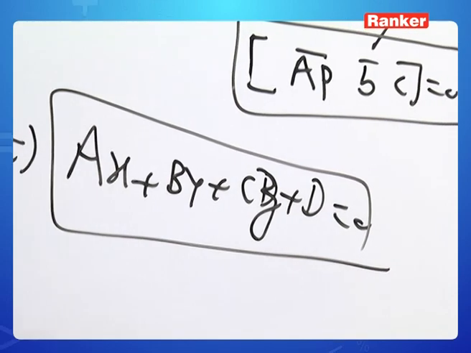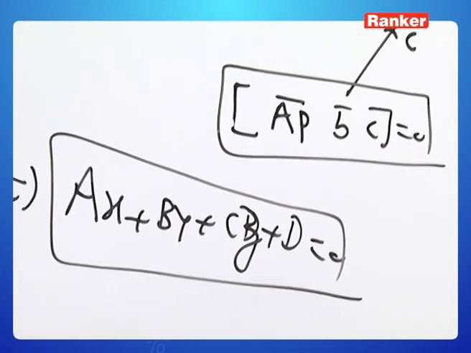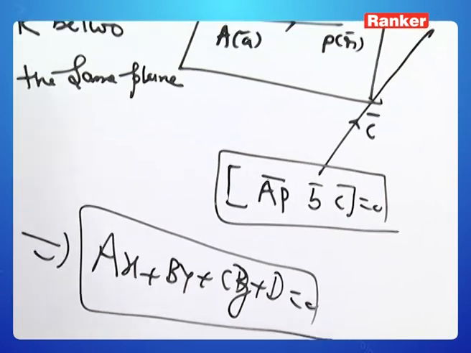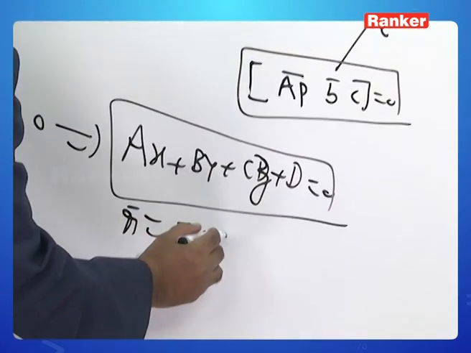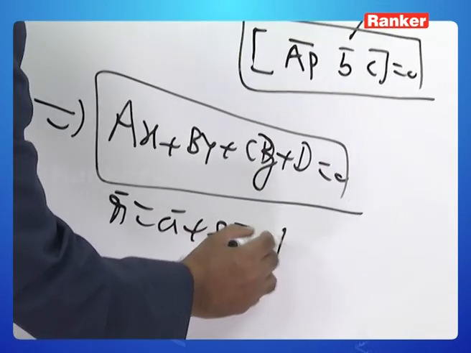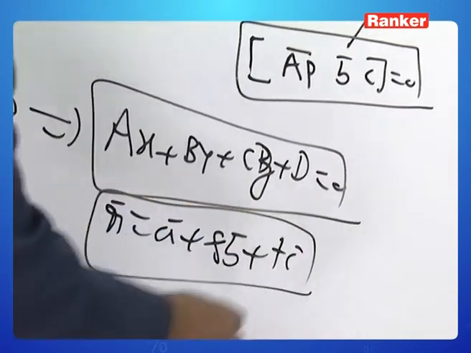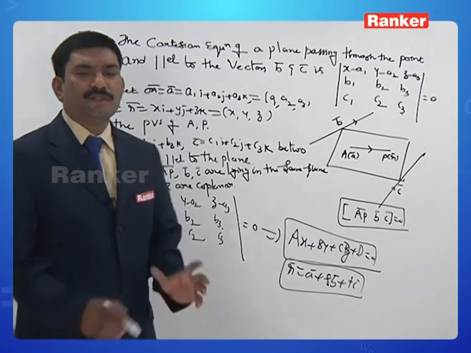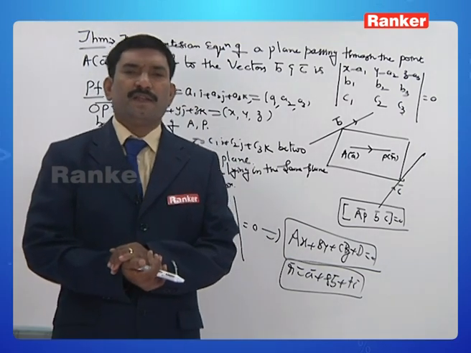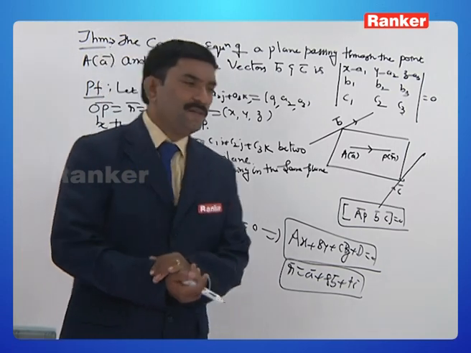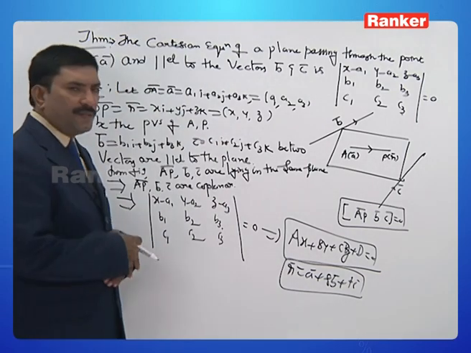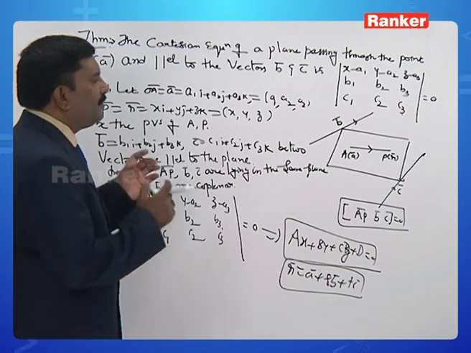So therefore, this is in terms of Cartesian form, and the other one is R bar is equal to A bar plus SB bar plus TC bar. This represents the vector equation of a plane. Followed? Right. Now, let us give one example on this.